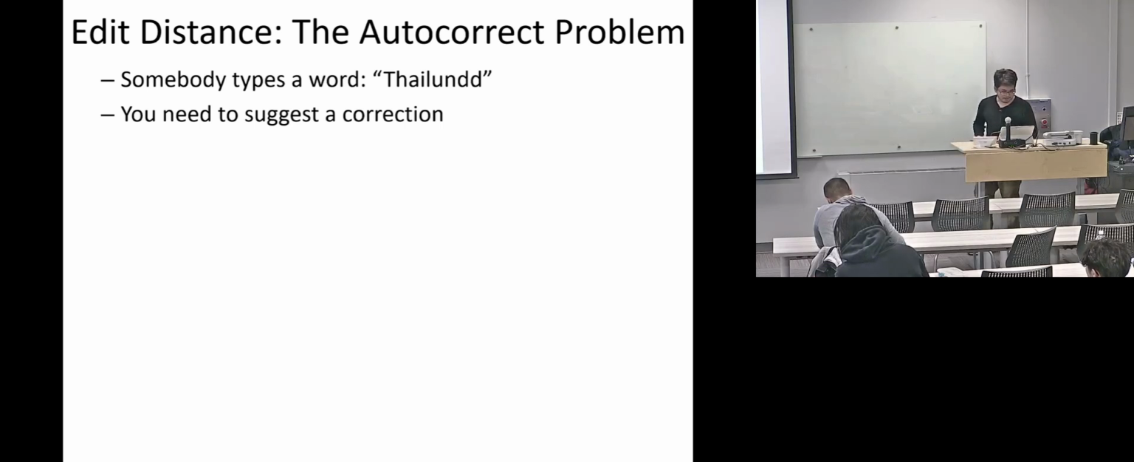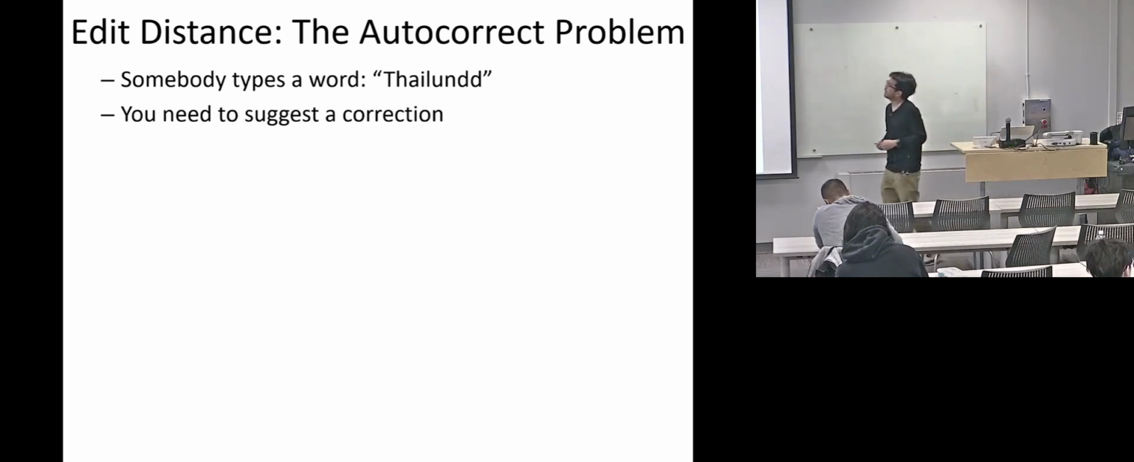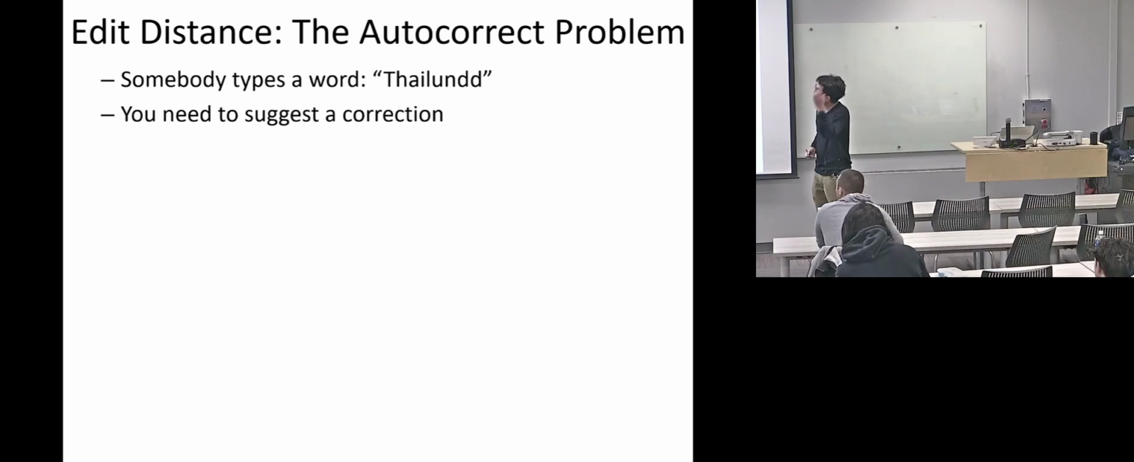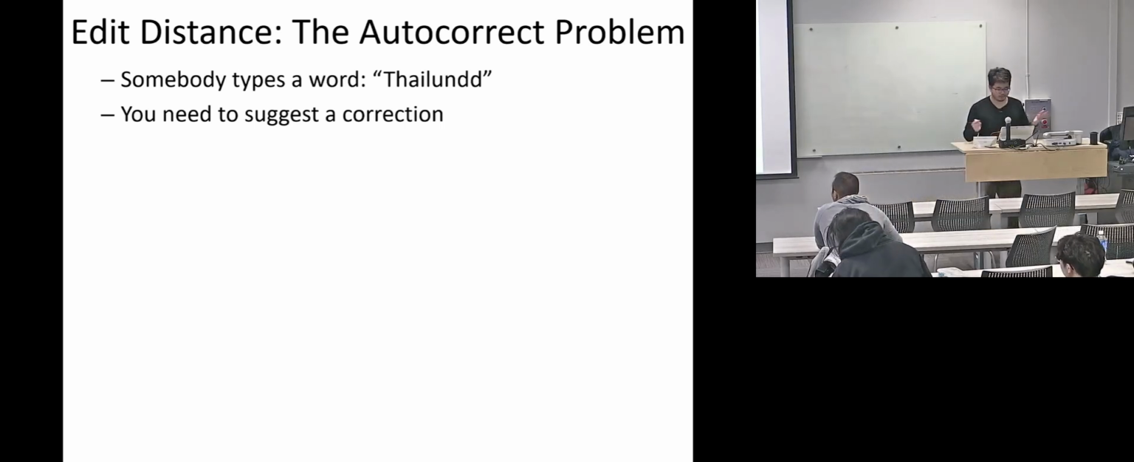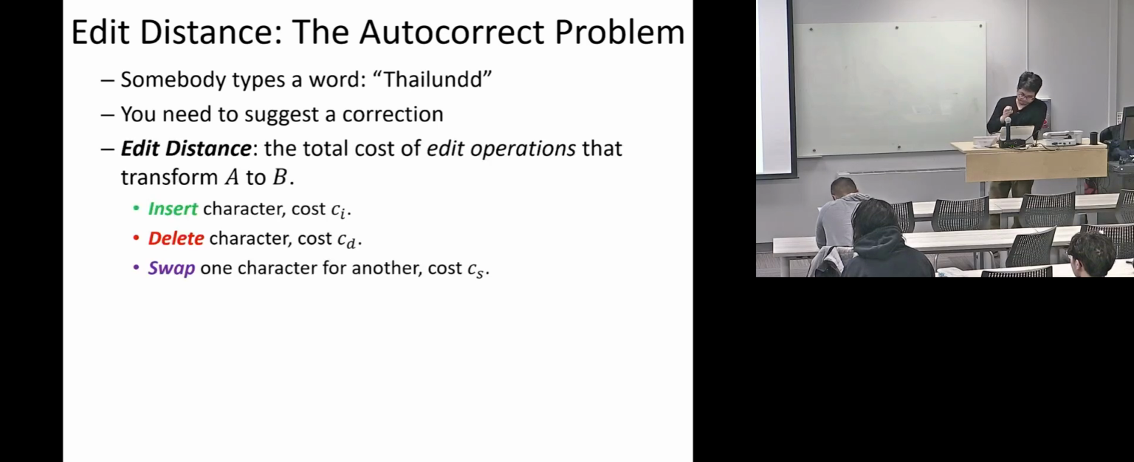Okay. All right. So the next question that we're gonna look at is the edit distance problem. Suppose somebody types a word like Thai Lund. So you need to suggest the correct word. It should be maybe Thailand. Yeah. So that's what we want, and let's try to model this problem into some computational problem. So it's called the edit distance problem.